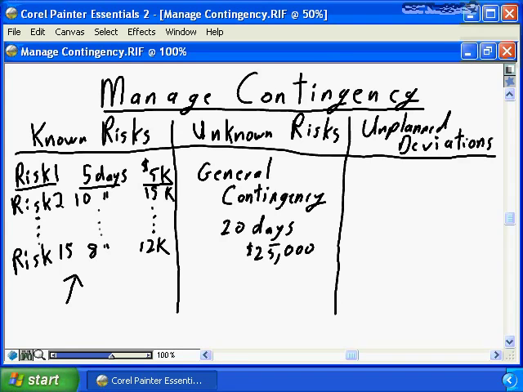I want to stress this. Preserve the contingency for your known risks until the risk event occurs. It's very tempting in week 1 of the project or month 1 of the project to say, I have a deviation. I have bad estimates. I've lost 5 days. I've lost, coincidentally, $5,000 in project delivery funds. I'm going to simply start to consume my contingency as a result of bad estimates. Absolutely the wrong strategy to apply.